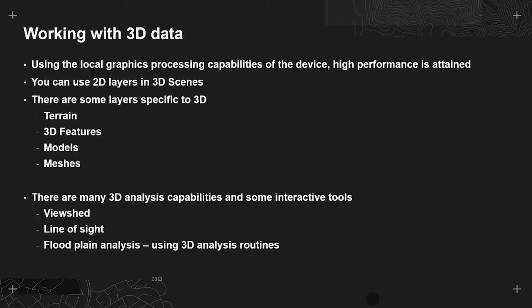Working with 3D data. Using the local graphics processing capabilities of the device, high performance is attained. You can use 2D layers in 3D scenes. However, some layers are specific to 3D. These include terrain, 3D features, models, and meshes. There are many 3D analysis capabilities and some interactive tools.